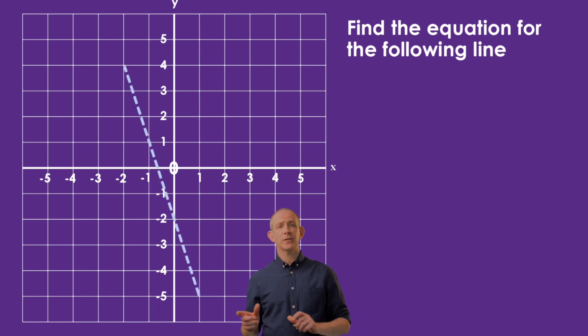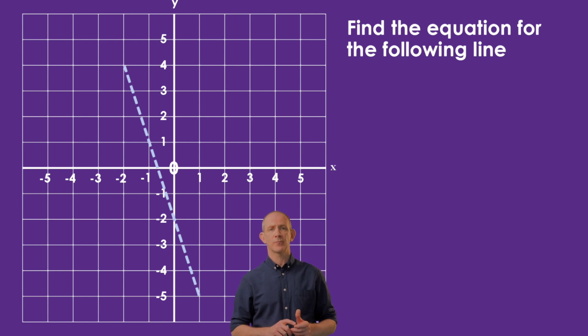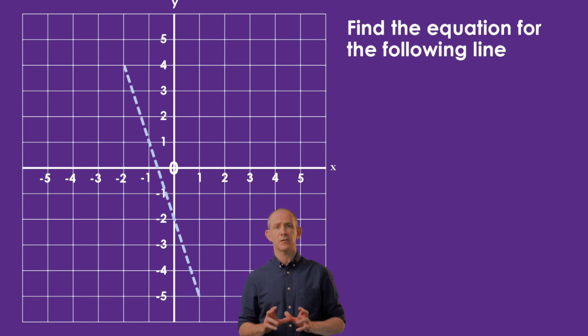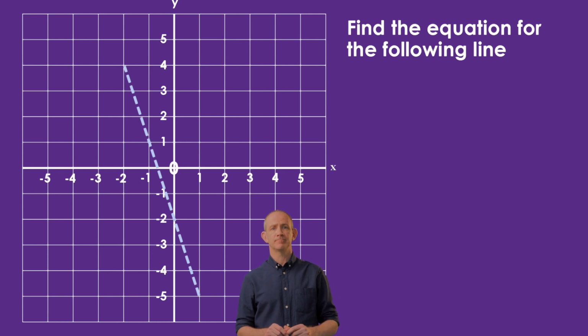So now see if you can find the equation from the line on this graph. Hopefully you'll have noticed that it's a negative, so it should help you to estimate what your answer for the gradient is going to be. Press pause now and play when you want to reveal the answer.